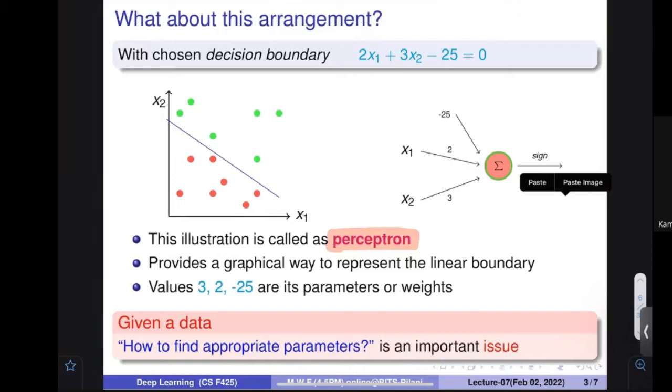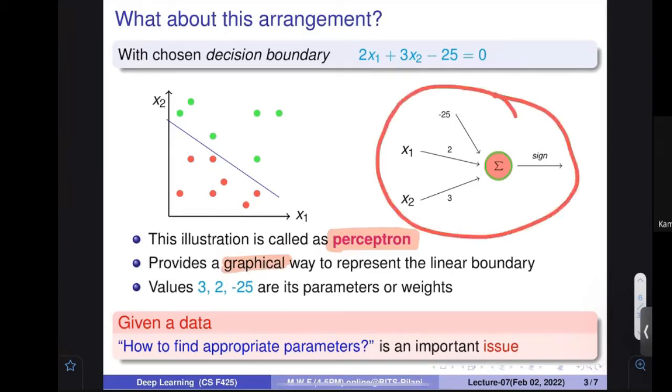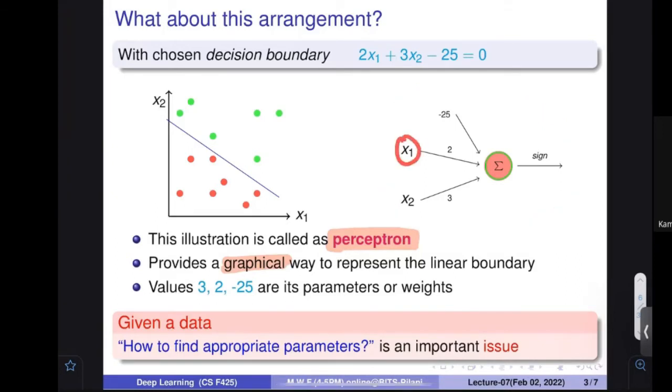Okay. So as we have discussed, a perceptron provides a graphical way to represent the linear decision boundary. In a perceptron, on one side you represent all the attributes that are fed to the system, and on the connections you mention their strength. Earlier you were told that these strengths are weights.